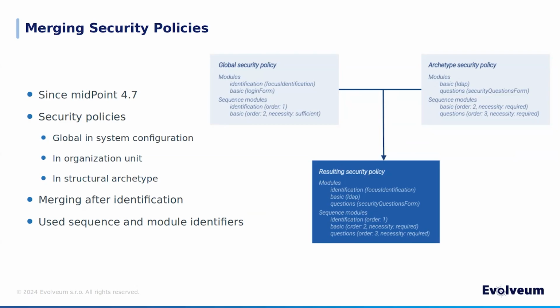When merging authentication sequences, the algorithm looks for sequences with the same identifier attribute and collects all modules defined for this particular sequence among all security policies. The modules are then ordered according to the order attribute value of the module. If the module with the same identifier is specified in the more prioritized security policy, it will override the value of the previously defined module.